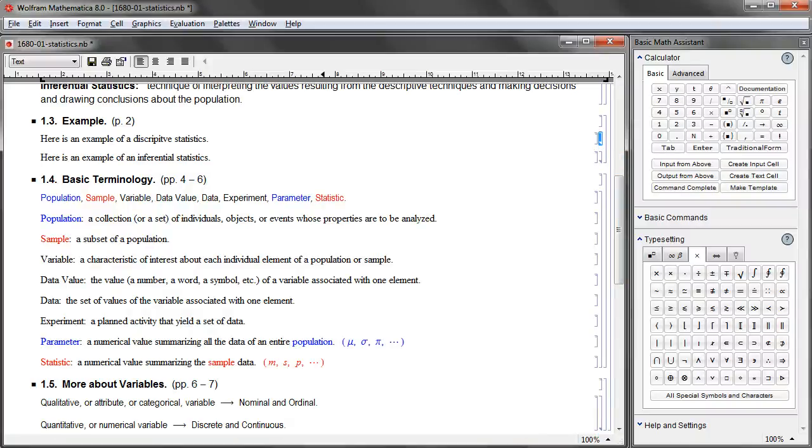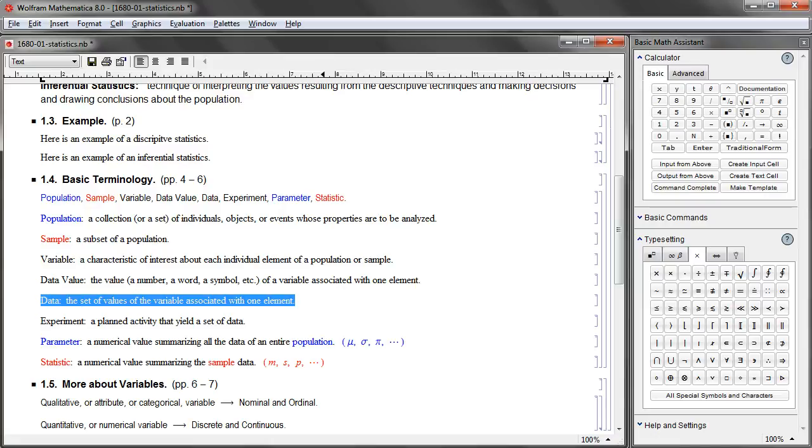Data value is the value a variable is associated with. And data is the set of values. As a matter of fact, the term data is the plural of datum. So data value could be written as just datum. But let's stick to the way our textbook is written, data value.